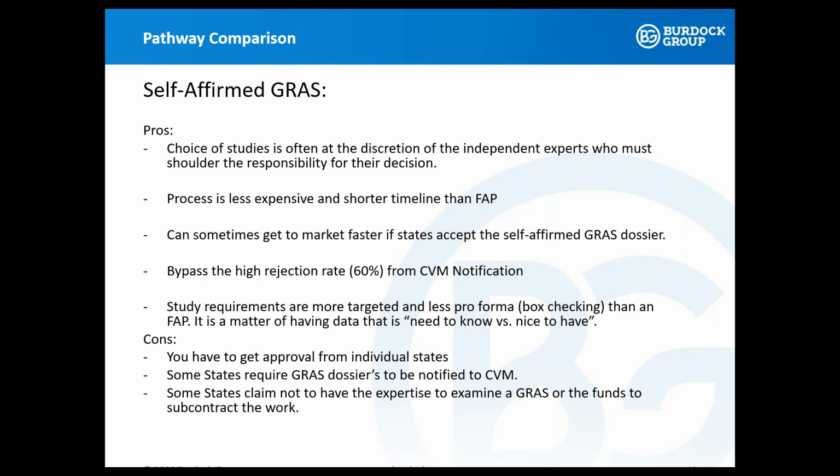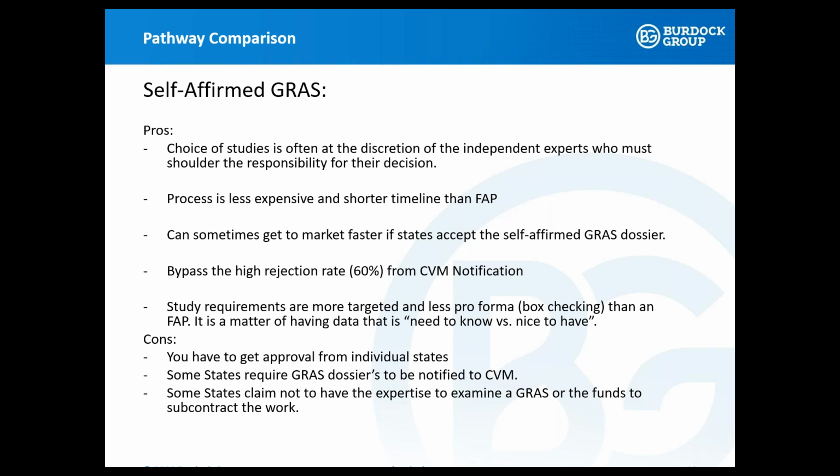I think I mentioned this already, but I'll read it anyway. I wrote it down twice. Study requirements are more targeted and less pro forma box checking than FAP. And I guess it's a matter of having data that is need to know versus nice to have. Nice to have could result in $100,000 more. So that's important to know.